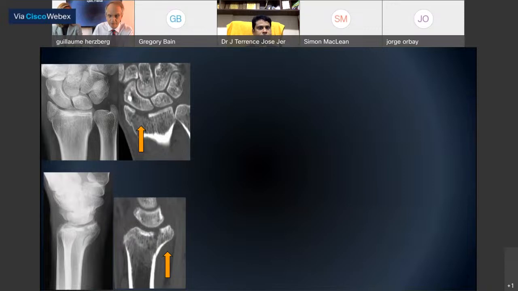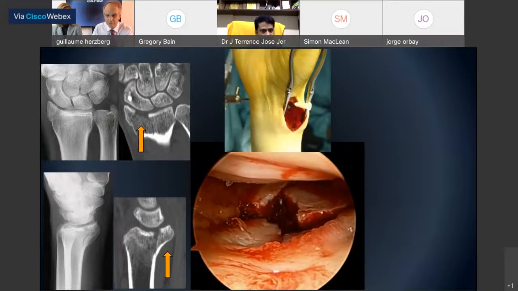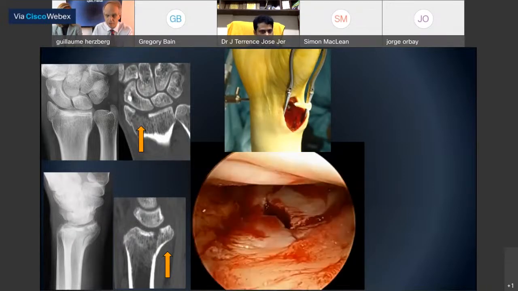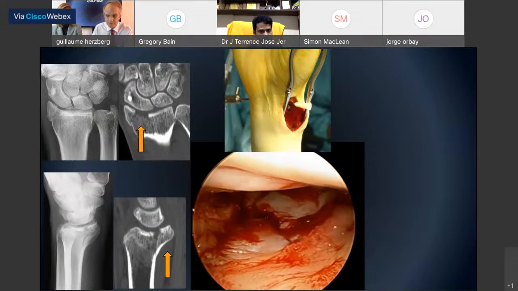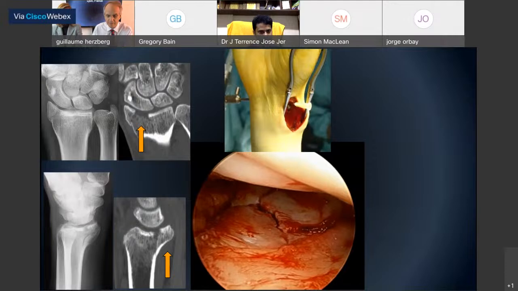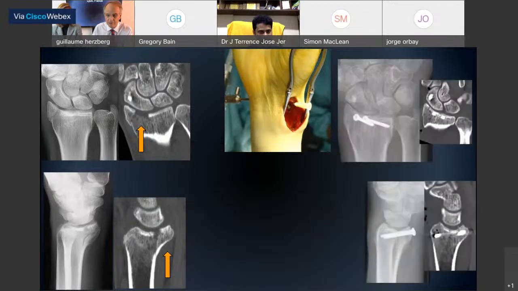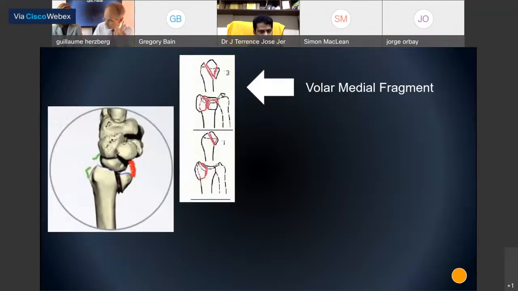And if you use arthroscopy, with a limited approach you can find the step off and reduce it very nicely, and actually use a very tiny fixation for a difficult fracture with a very anatomic result. We are talking today more about the medial facet fracture.